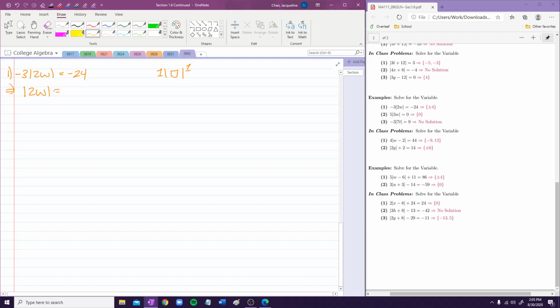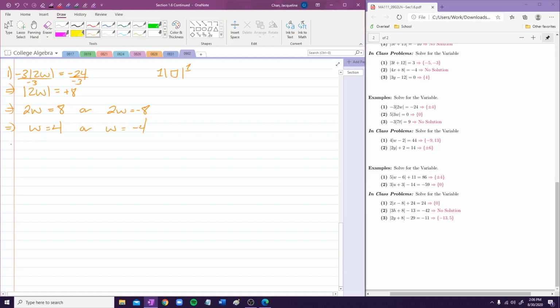Okay. So when I divide both sides by -3, I'm left with -24 divided by -3. Okay, that is a +8. Okay, this is positive, all right? So that means we can continue on. So let's apply property 1. Okay, so this is 2w is equal to 8, or this is 2w is equal to -8. Okay, solve for w, then I get w equals 4, or w is equal to -4.